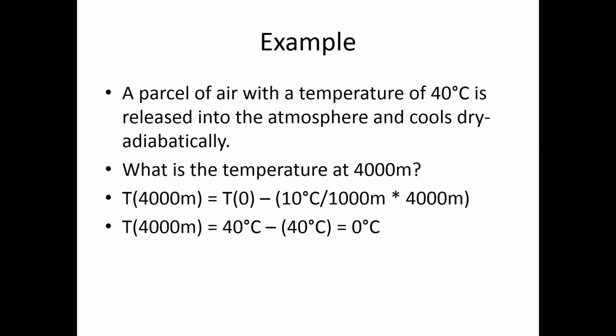Once we do that, we get something that looks like this. The temperature at the surface is 40 degrees Celsius. That was from up here. 10 divided by 1,000 times 4,000 is just 40 degrees Celsius. And so we just get 40 minus 40, which equals 0. And that is our temperature at 4,000 meters.